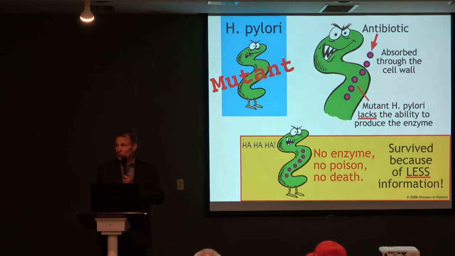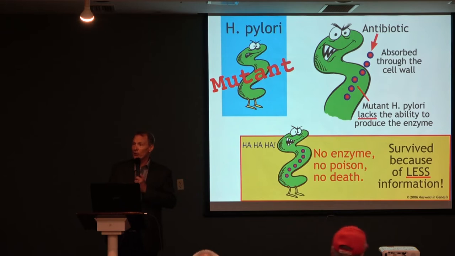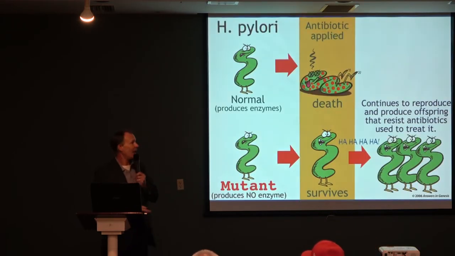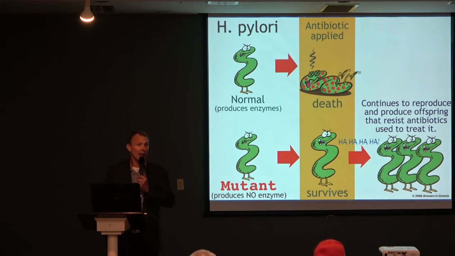But there are mutated strains of H. pylori bacteria that don't have the enzyme. Is that a gain or a loss of information, by the way? That's a net loss in information. They don't have the ability to form the enzyme. So the antibiotic absorbed through the cell wall, there's nothing to react to. No enzyme, no poison, no death. That strain survives. And then, after this first bacteria who had the enzyme is gone, you have the mutant strain that survives and can produce offspring. That's survivability, adaptability, because of a mutation. A beneficial mutation, but a loss of information nonetheless.